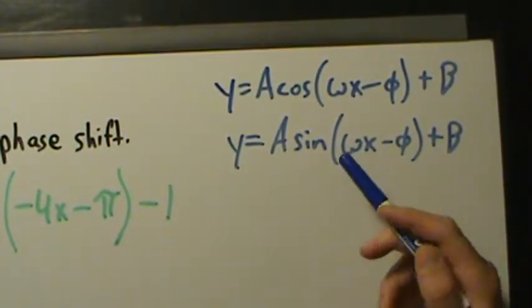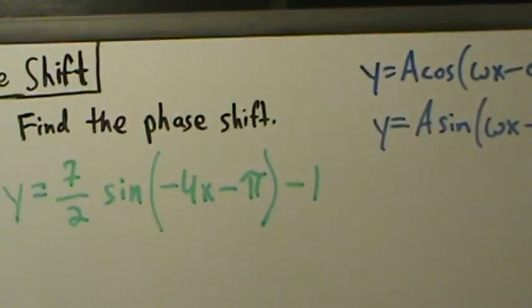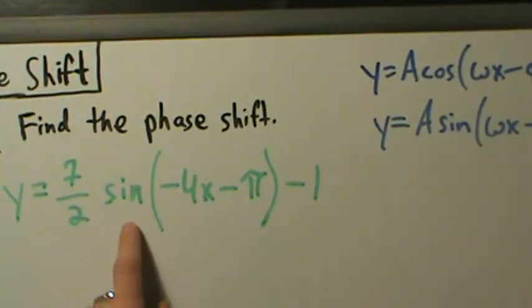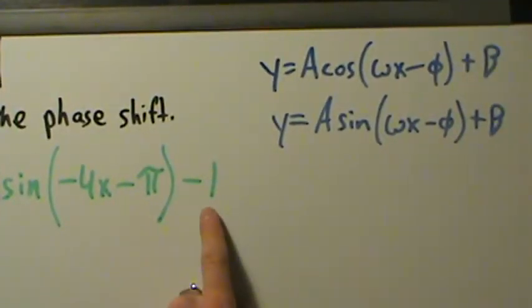So here we have a sine omega x minus phi plus b. So that's what's going on here. We have a sine. Now, it actually does not matter, okay? The phase shift does not change whether it's sine or cosine. Sine or cosine, it's irrelevant. A is completely irrelevant. B is completely irrelevant. The only thing that matters for phase shift is omega and phi.